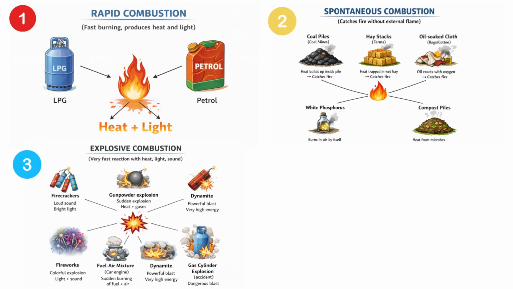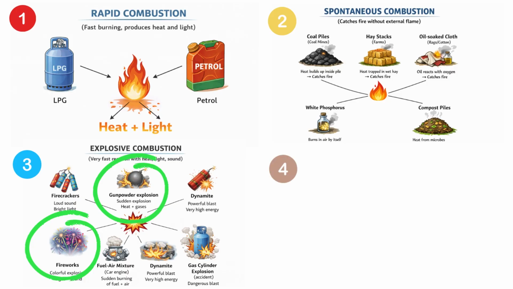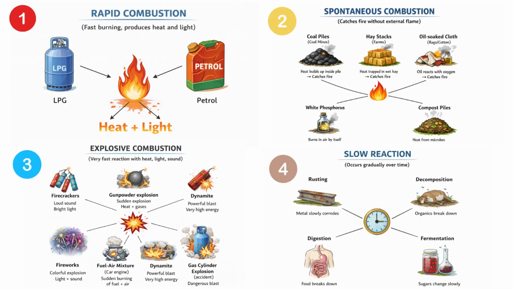Then the explosive combustion. This is a very fast reaction that produces heat, light, sound, and gases all at once, for example, firecrackers or gunpowder. And finally, slow combustion. This happens very slowly and usually without flame. For example, digestion of food and rusting of iron. So the main difference is how fast or slow the reaction happens and how much energy is released.